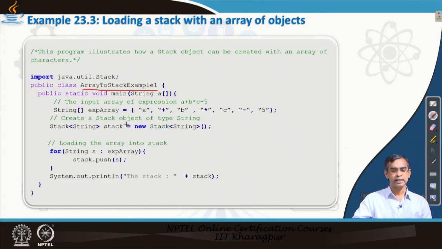Now here let us consider this example. First we create an array. Here we create a string array. This string array includes an expression, so here a plus b star c minus 5, this kind of thing.